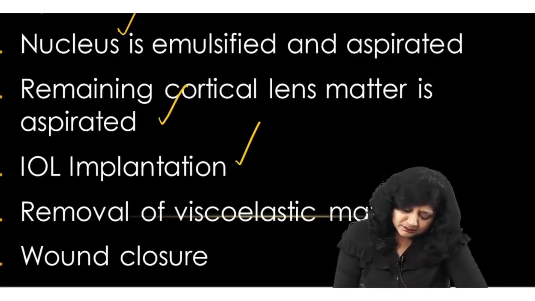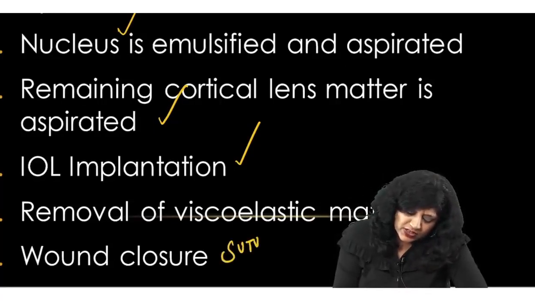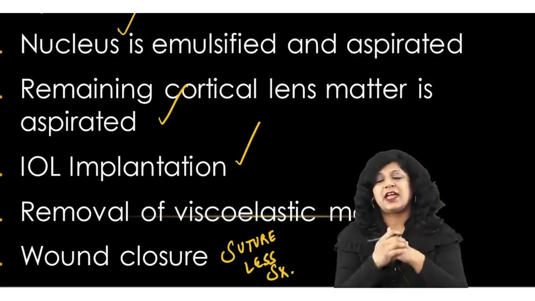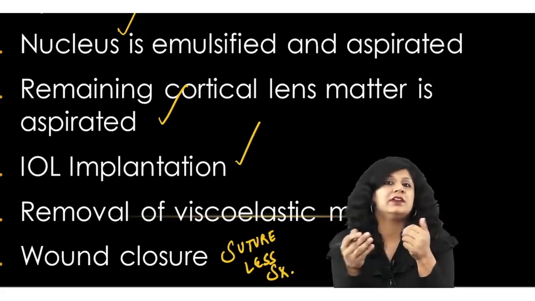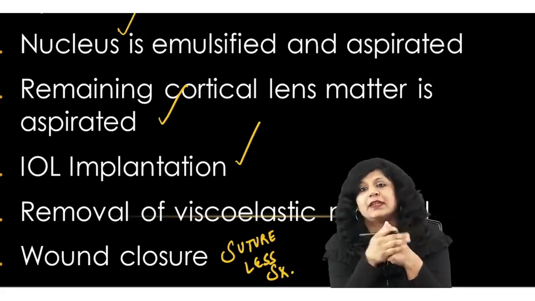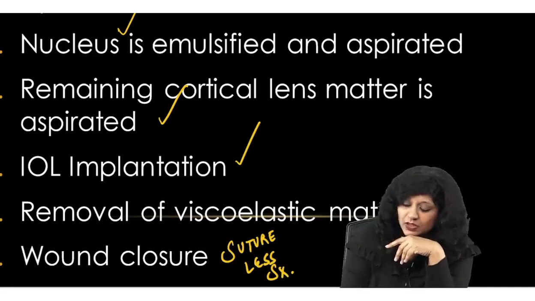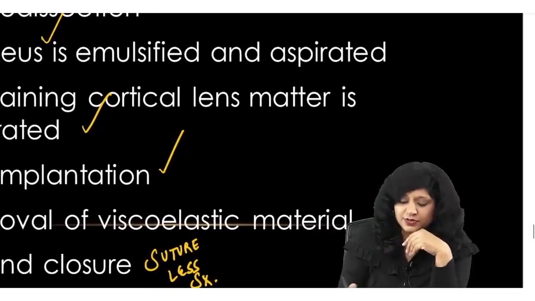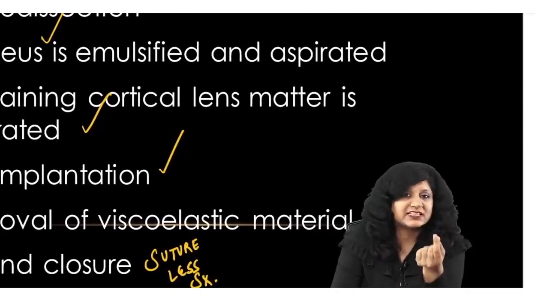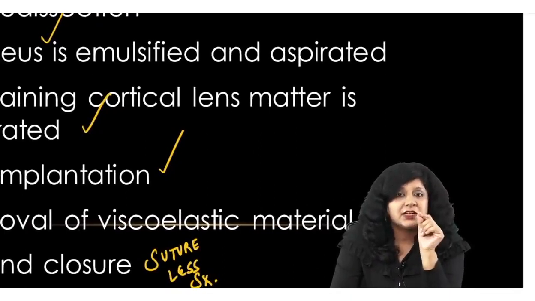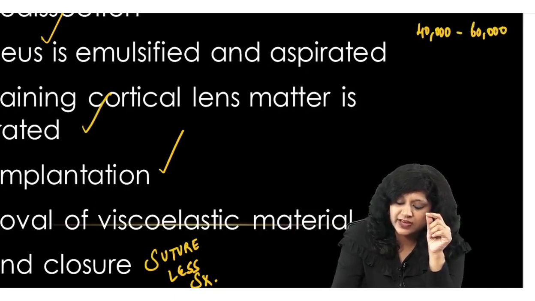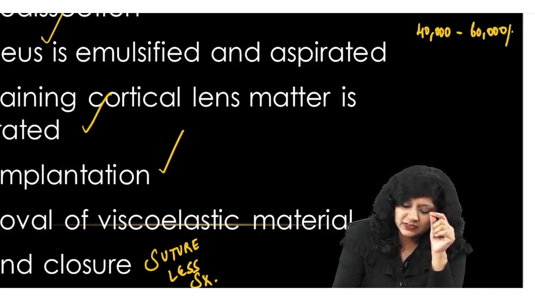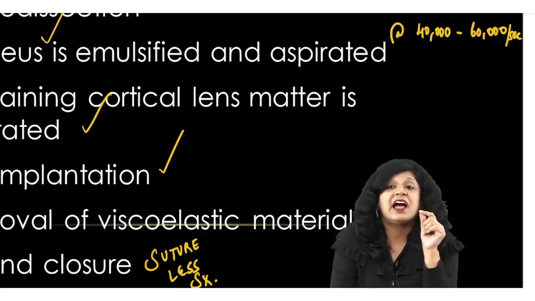Now this is basically a sutureless surgery, and we don't require the sutures, so that is a good point, and early rehabilitation can take place. Lesser number of complications are there here. Phaco emulsification, as you know, takes place by the phaco machine, titanium needle 1 mm, and what is the speed? 40,000 to 60,000 times per second. Okay, the speed is that high.